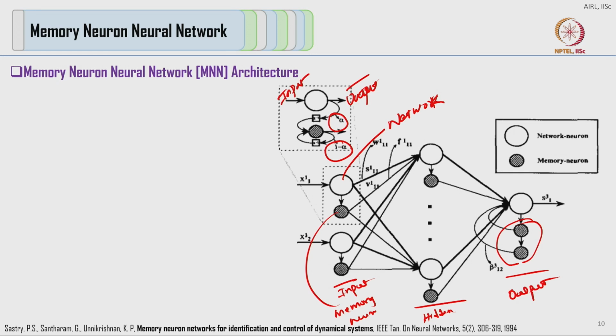It is called Memory Neuron Network for Identification and Control of Dynamical System. We will share it in the reading materials for you.